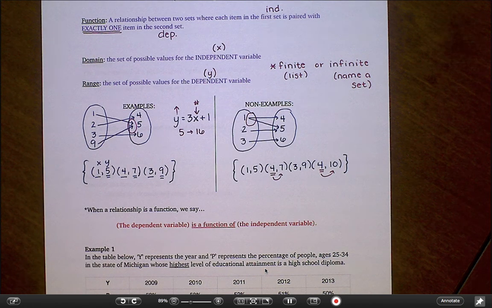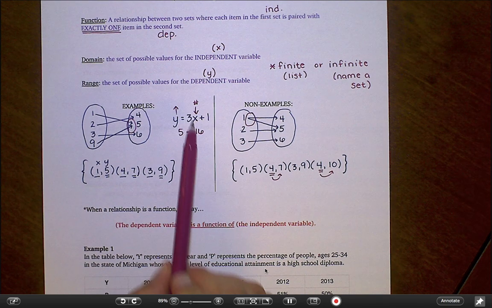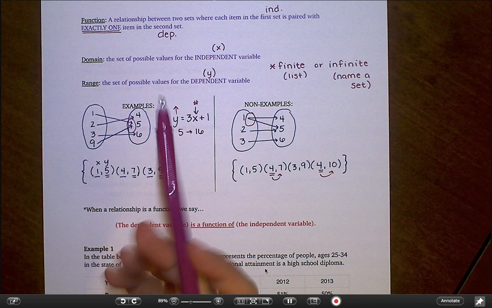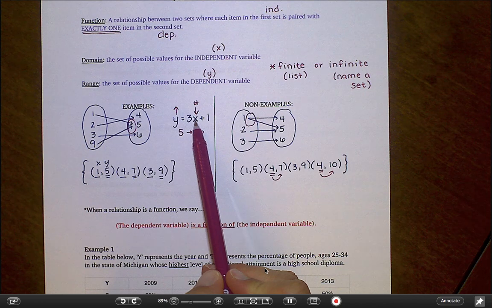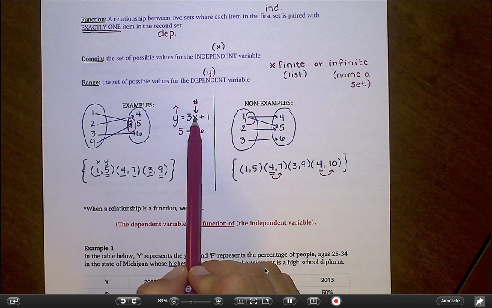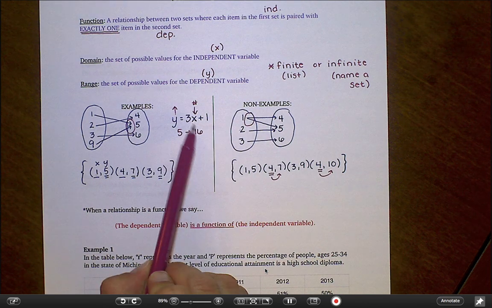Okay, so 5 gets paired up with 16. Is there any way that I could put a 5 in there where I would get an answer other than 16? And the answer here is no, okay? Now I could drop numbers in here all day long, and that's what my infinite domain is: what are all of the numbers that I could throw in here for x? We're going to talk about how to answer that question later.